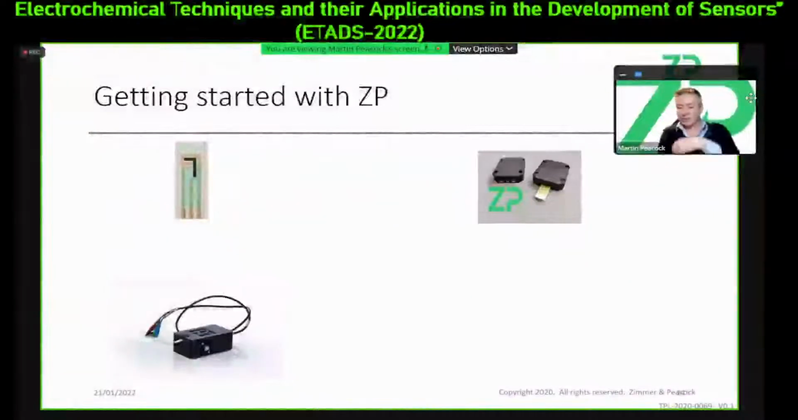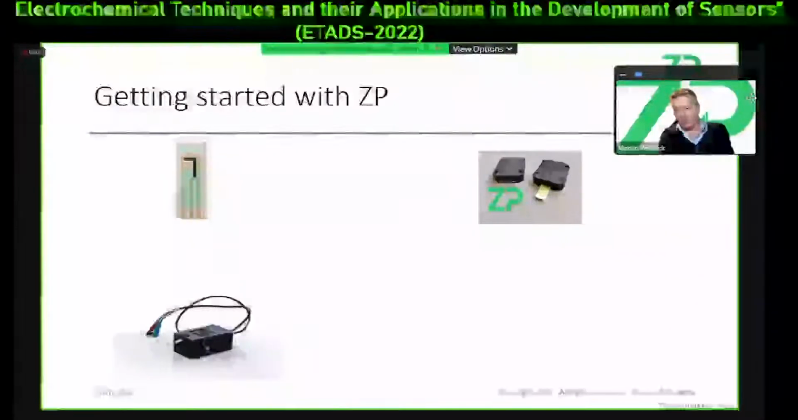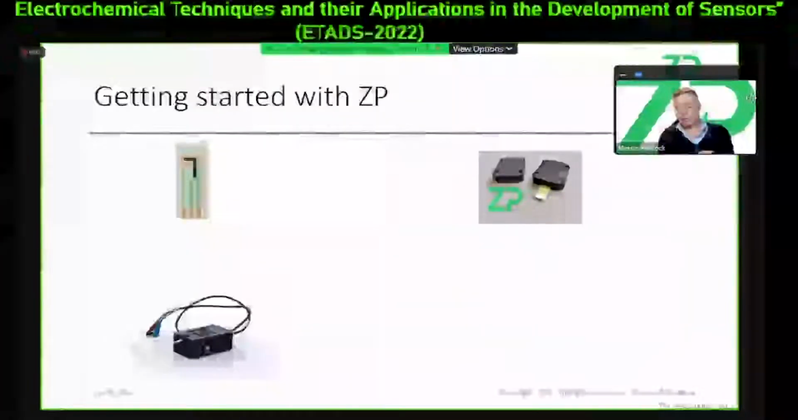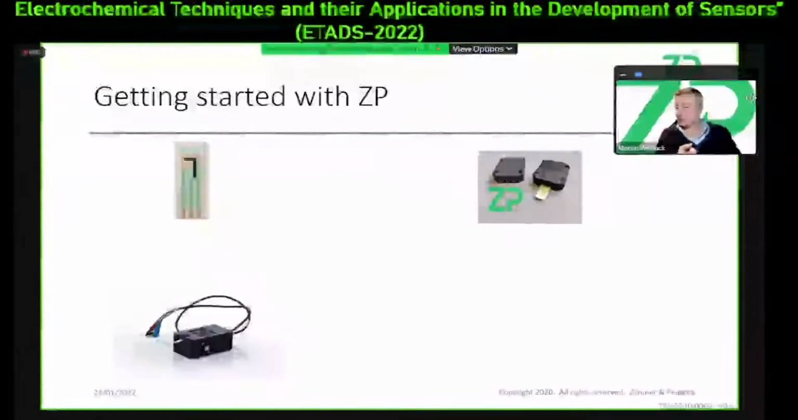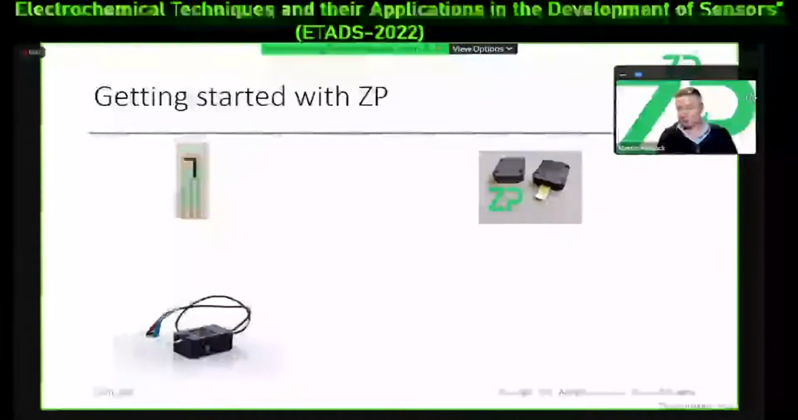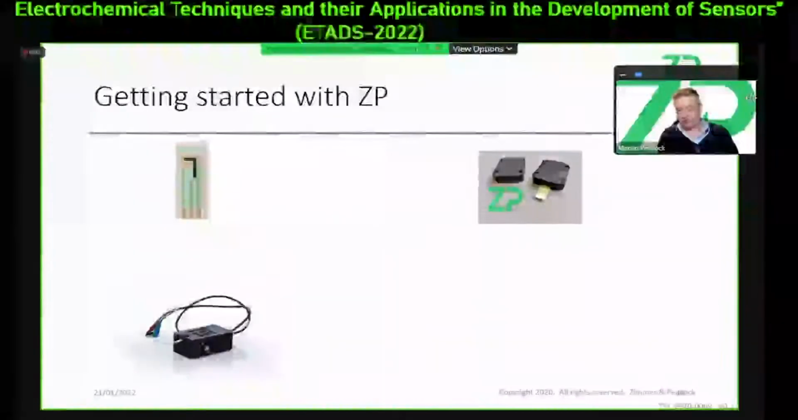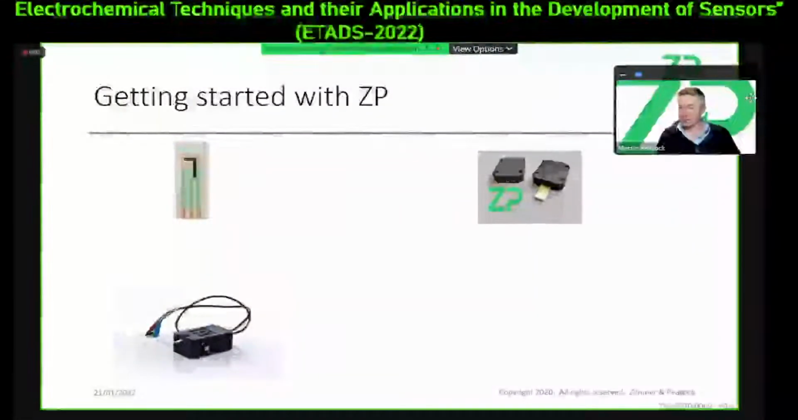Zimmer and Peacock is kind of unusual because if you go on our web store, you will see screen printed electrodes, connectors, and the Anapot, for example. This makes us really unusual. I'll ask a question which many of you might already know the answer to: who is the biggest consumer of Zimmer and Peacock products in the world? The answer is Zimmer and Peacock, which makes us really unusual. Our products are all used by us, and then we happen to put them onto the web store.